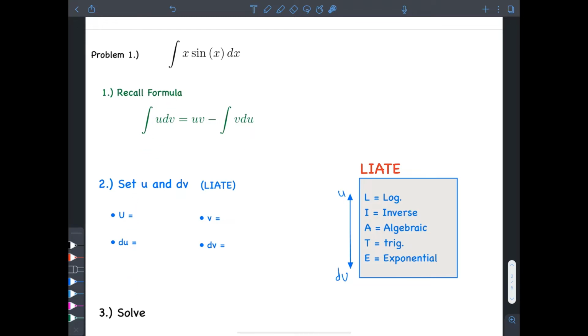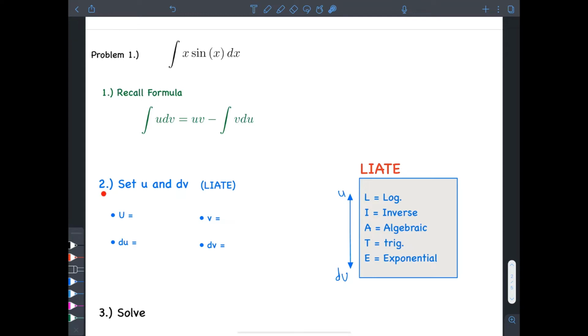into 3 steps. The first step is to recall the formula for integration by parts, and the integration by parts formula states that the integral of u dv is equal to uv minus the integral of v du. And what we're going to do is set one of the terms from our integral equal to u, and the other term in our integral equal to dv, and then we'll differentiate the u term to find du, and integrate the dv term to find v.